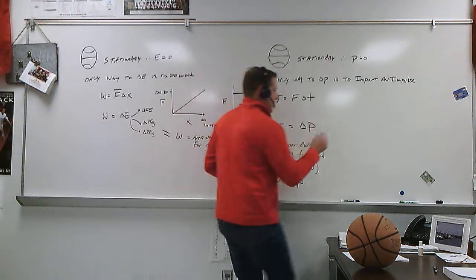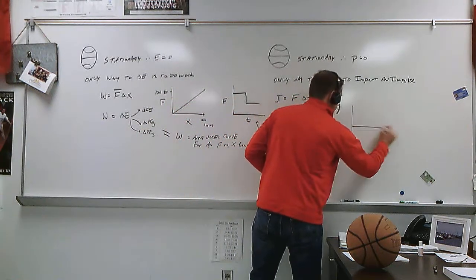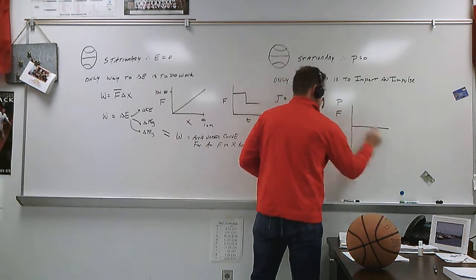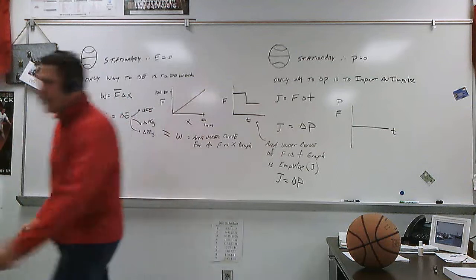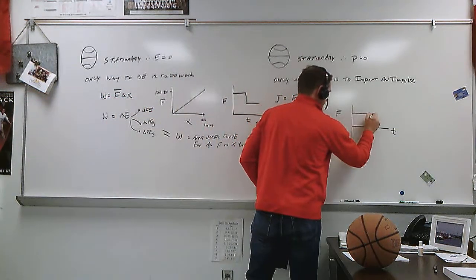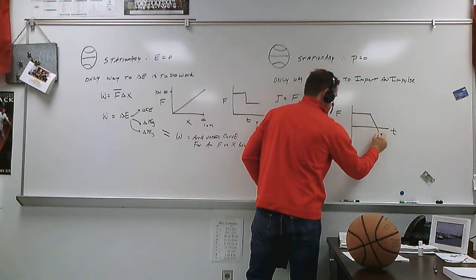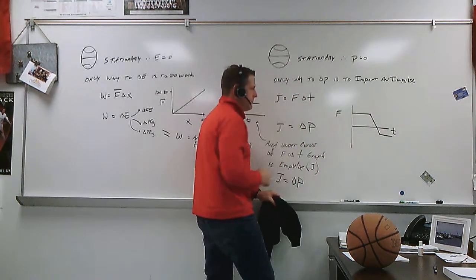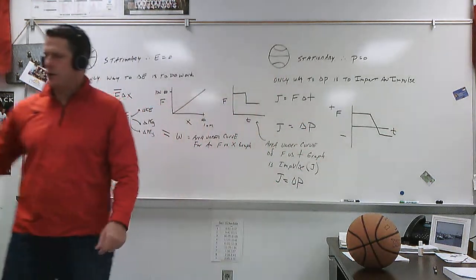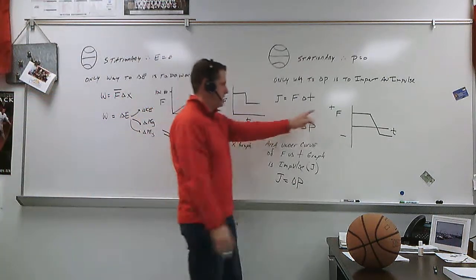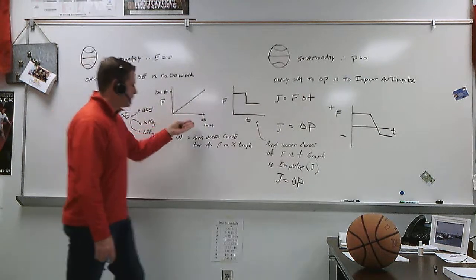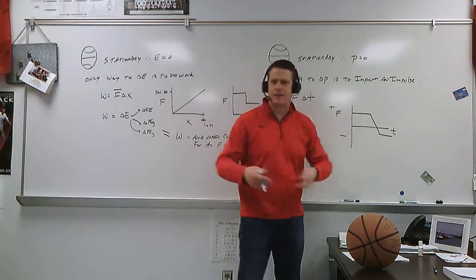For instance, if we have a graph that looks like this, force versus time, and the graph spends some of its time up here in the positive and some of its time down here in the negative. These are positive forces and these are negative forces. So as we know, force is a vector quantity, and the plus and the minus would dictate direction. The same thing could be true over here if I replaced this t with an x. It's the same idea.